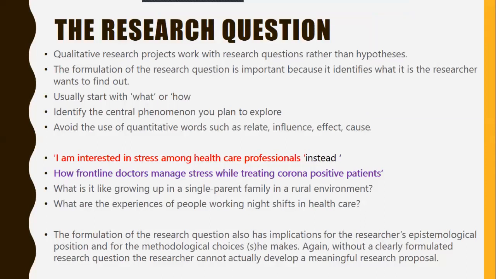As you should remember, in qualitative research projects we do not begin research with constructing hypotheses. Rather, we form research questions. Usually, these research questions are what or how questions, and we need to identify the central element or central phenomena we want to explore. We should also avoid words such as relate, influence, effect, and cause.